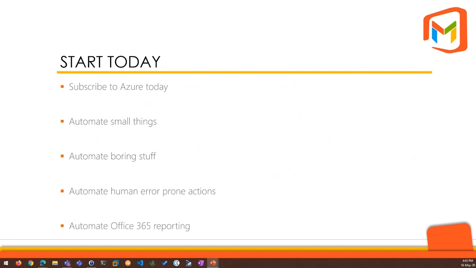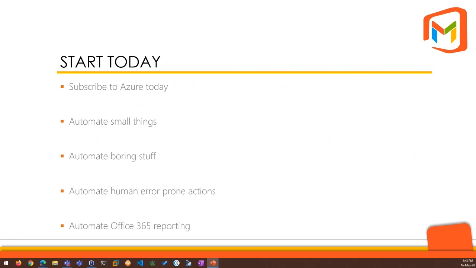And then if you have never used PowerShell or Azure Automation, start small. Start automating small stuff like I just did for the license. Licensing automation is really simple. It's a few lines of code. Start with a simple thing like this, and then go bigger. Go with boring stuff. Go with a bigger process when you want to eliminate human errors.